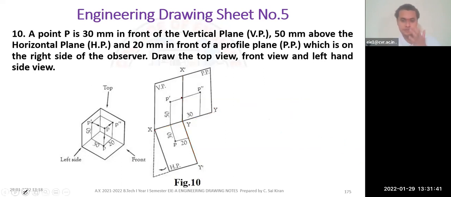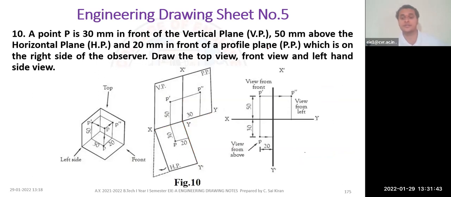So if you see the solution, this is your solution. You have to draw the XY line, X1, Y1 line, 50, 30 and 20. And what are these 30? The same 30 will be projected here. This will be 30 and this will be 20. And this vertical height will be 50.